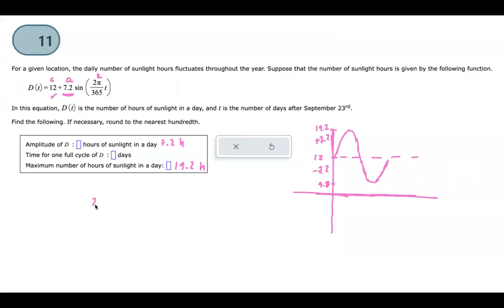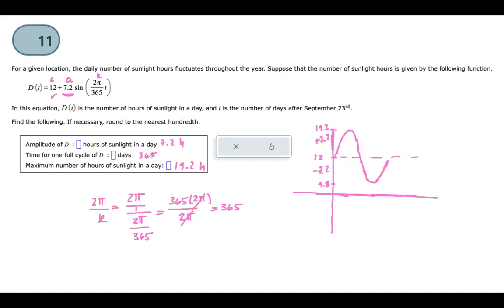So the period is found by doing 2 pi over K. And if K is 2 pi over 365, you're gonna do 2 pi over 1 divided by 2 pi over 365. So you're gonna have 365 times 2 pi over 2 pi. You're gonna cancel out, and this is telling us that the time for one full cycle, well, it's a year. It's 365 days.